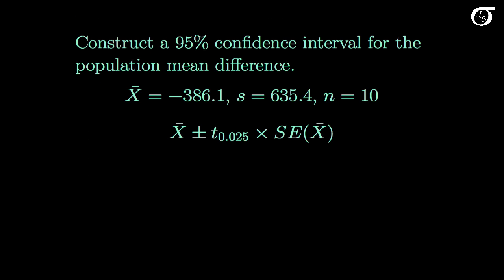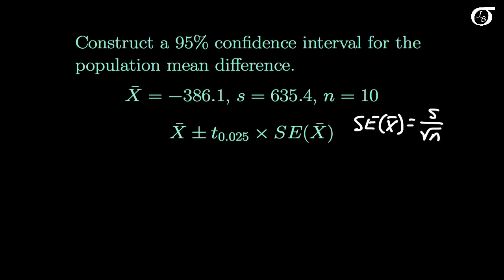First, let's construct a 95% confidence interval for the population mean difference. Here I give the summary statistics again, along with the appropriate confidence interval formula. And the standard error of x bar is our usual standard error of our sample mean in one-sample problems, which is simply s, our sample standard deviation, divided by the square root of n.